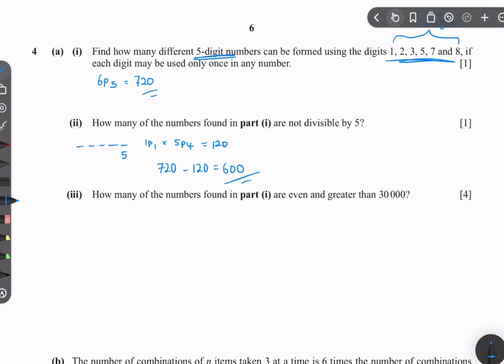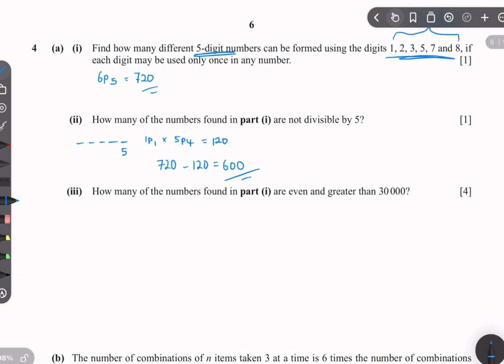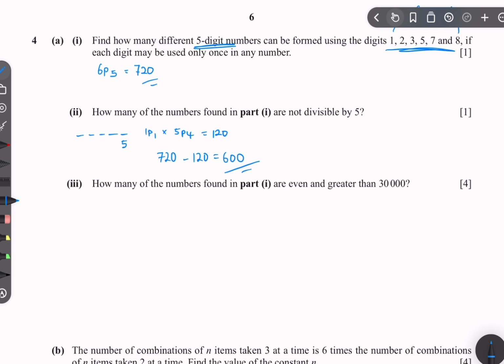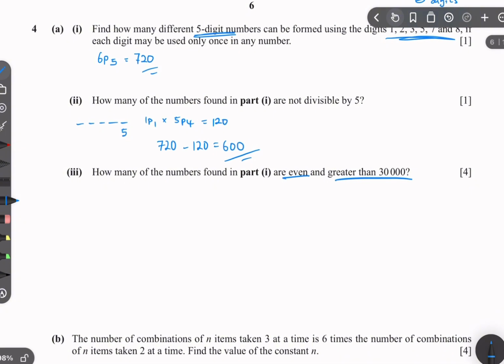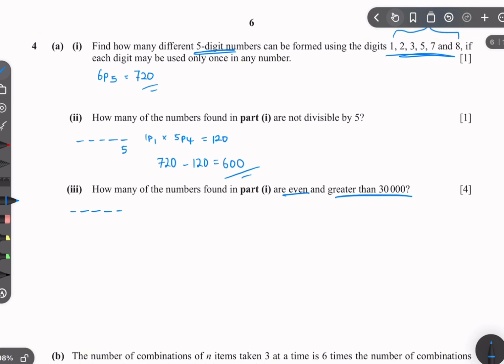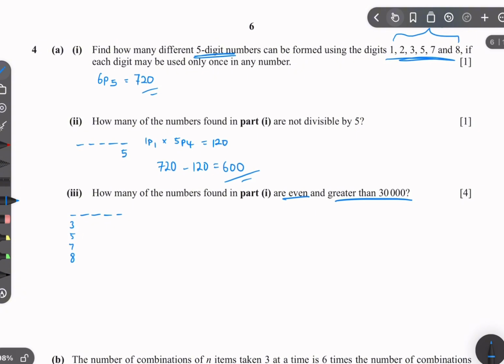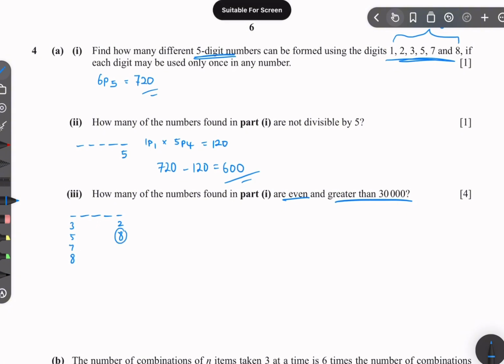Part 3. How many of the numbers found in part 1 are even and greater than 30,000? Okay, so for this question, there's 2 requirements. A number has to be even and it has to be greater than 30,000. So once again, we have a 5-digit number, and for it to be greater than 30,000, it can start with 3, 5, 7, or 8. And for the number to be even, it must end with an even number, which can only be 2 or 8. Okay, so the number that repeats will be 8. So we must only consider it once.